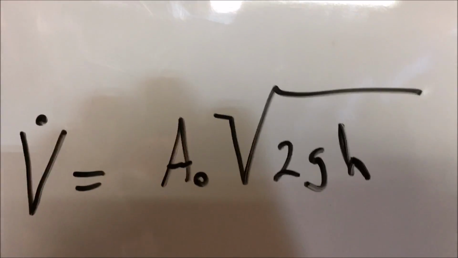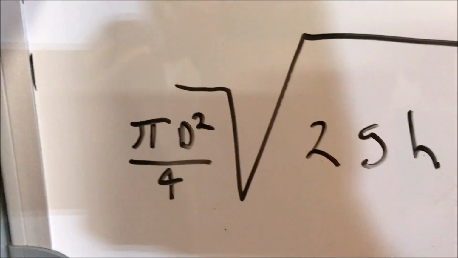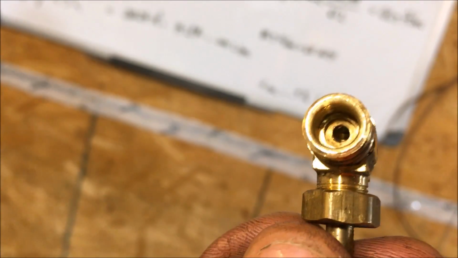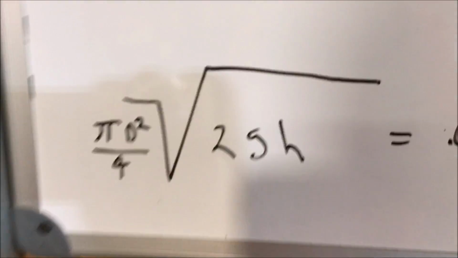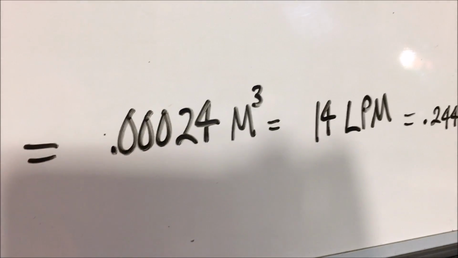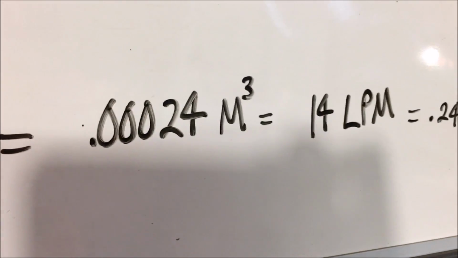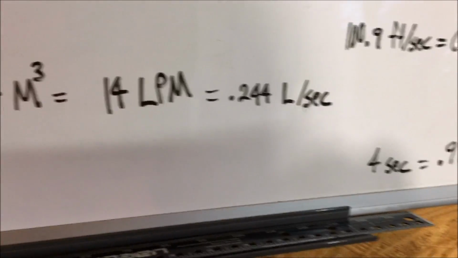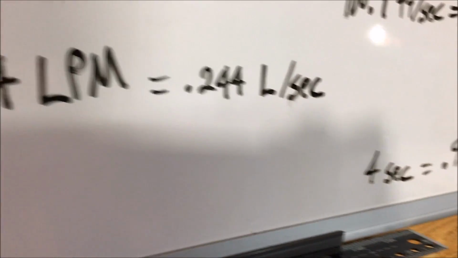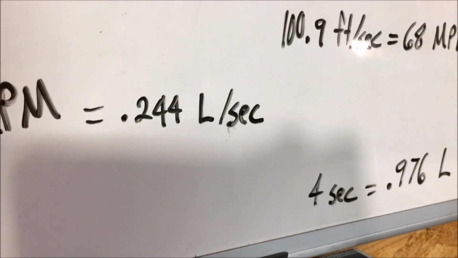Okay, this equation here gives you the flow rate. So what we do is we determine the area of the orifice, which in this case is very small. See that little orifice in the needle valve? That's the orifice we would use to calculate the flow rate, not the size of the pipe right here. That orifice was very small, and this equation then yields a value of 0.00024 cubic meters per second, which comes out to 14 liters per minute, or 0.244 liters a second.